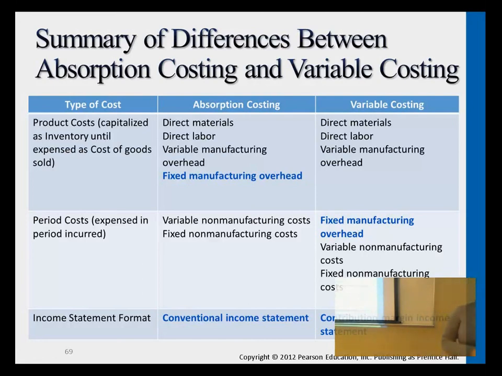And then the difference obviously is going to be for your income statement format, because for absorption costing it's just your conventional income statement, but for variable, it's a contribution margin income statement. That's what we've been doing, right? We've gone over the contribution margin income statement today. So it's going to look different. It's going to have your contribution margin there.